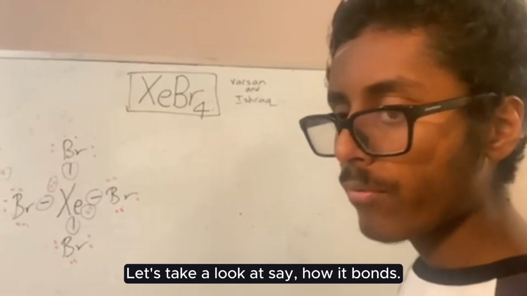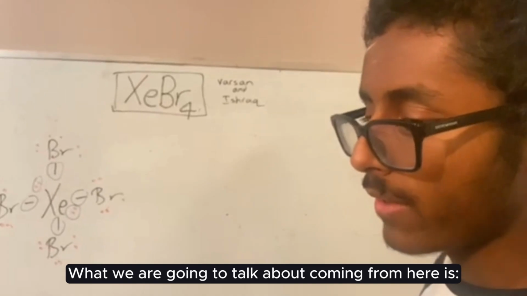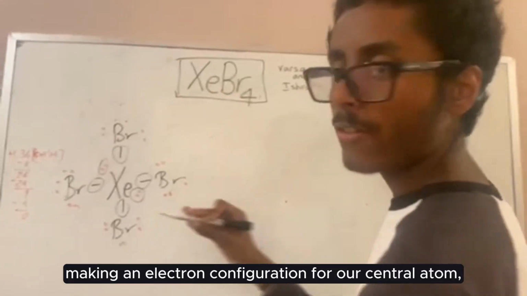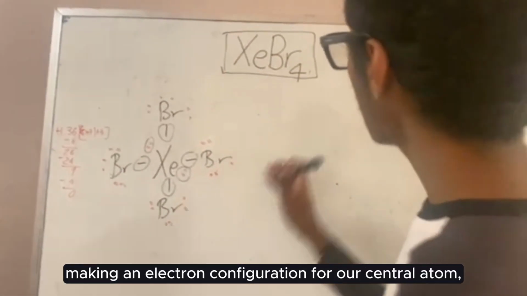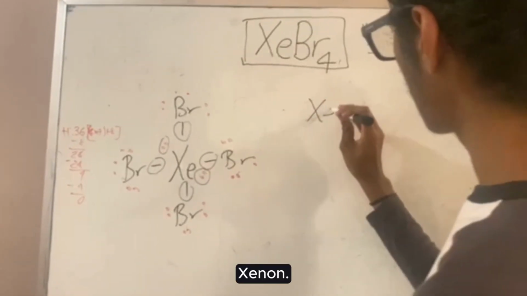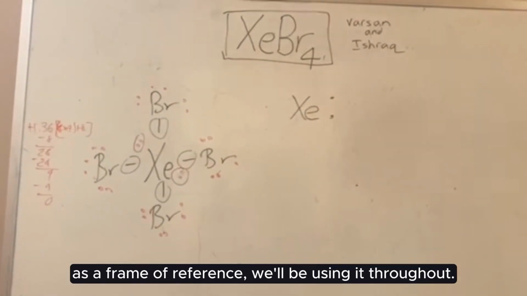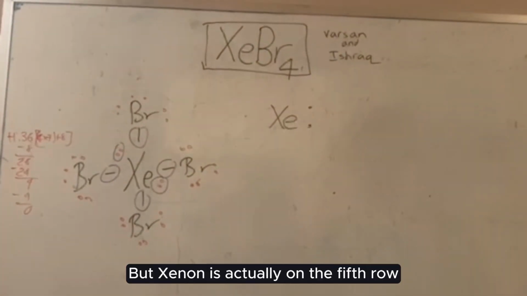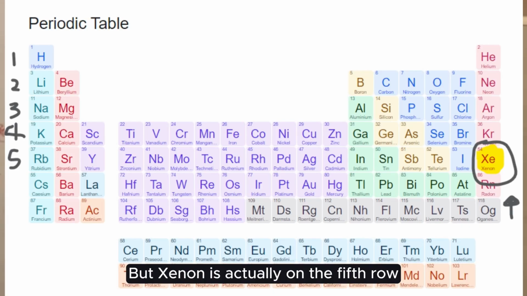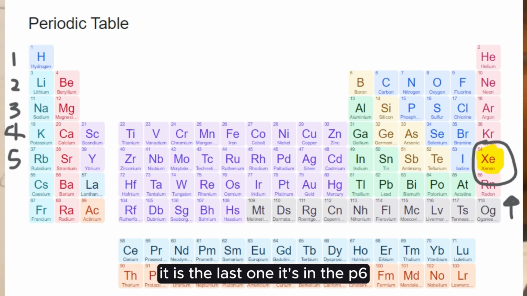What we're going to do is start by making an electron configuration for our central atom, xenon. I'm still keeping the Lewis dot diagram as a frame of reference. We'll be using it throughout. But xenon is actually on the 5th row. It is the last one. It's in the p6. It's the end of that row.